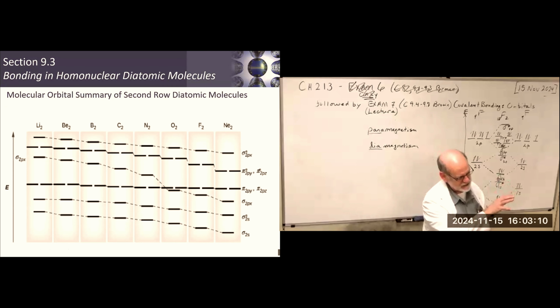So there's that diagram that he showed us, and this is simply the order of orbitals. This diagram is included in your review document at the back, which means that it'll also be on the exam.